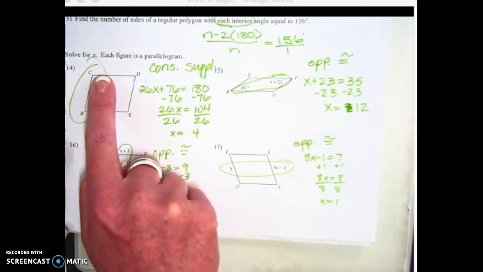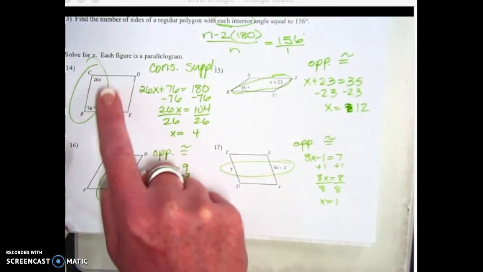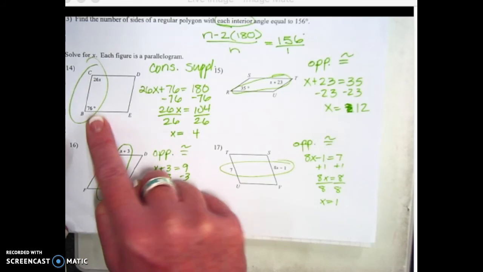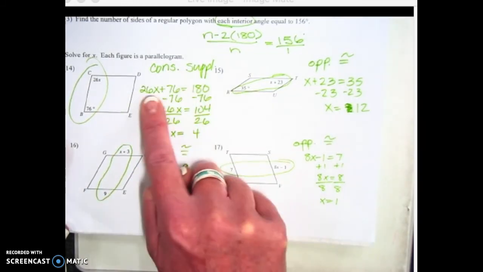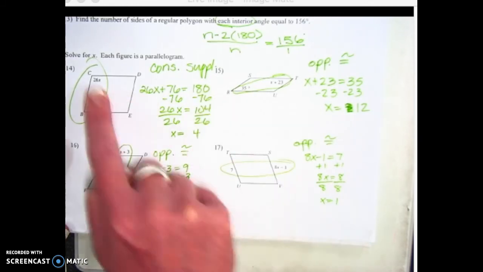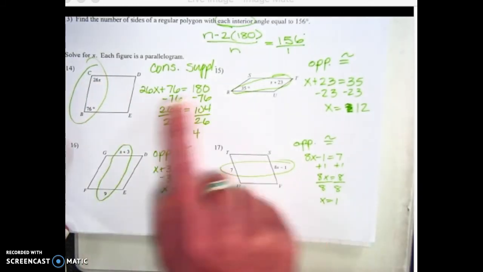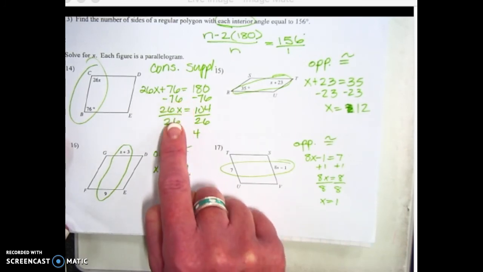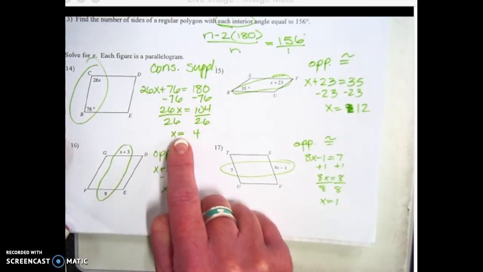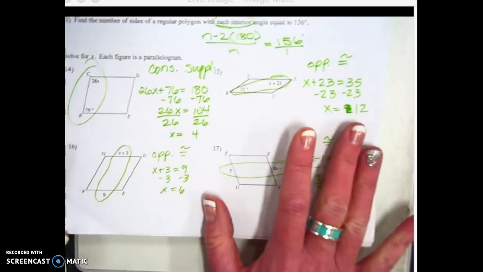So on number 14, we have these angles labeled, and those angles are consecutive. So if you look on your chart, it's going to tell you that consecutive angles are supplementary. So they should add up to 180. So we say this plus this equals 180, and then solve for x by subtracting 76 from both sides. Dividing both sides by 26, you should get x equals 4.